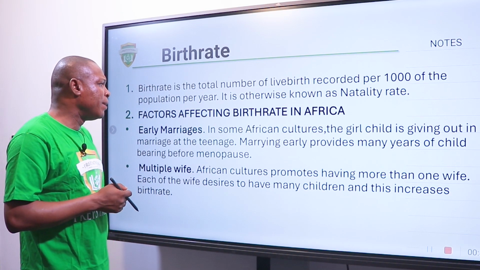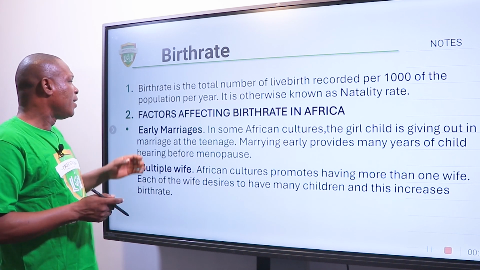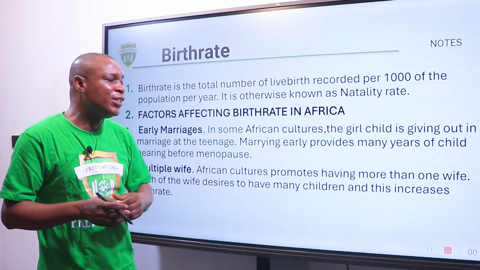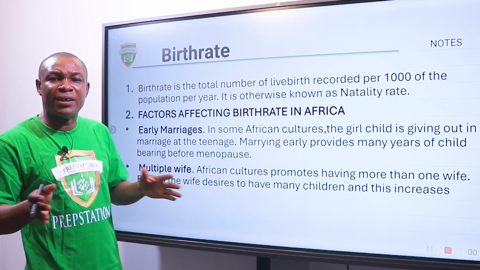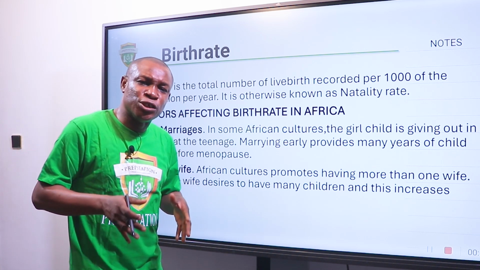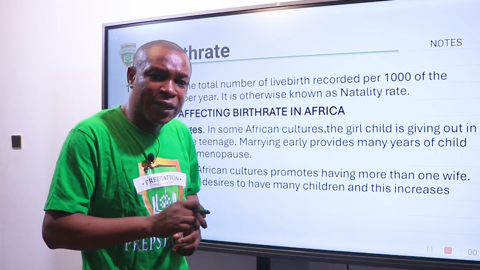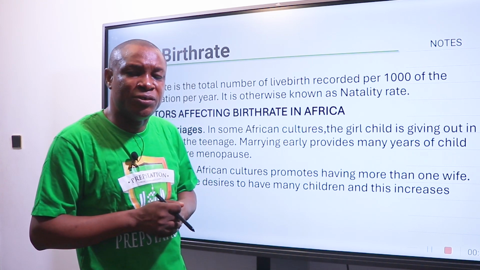Factors affecting birth rates in Africa. Early marriages. In some African cultures, the girl child is given out at a very young age. So biologically, this increases her chances of procreation. She stands a chance of giving birth to so many children.